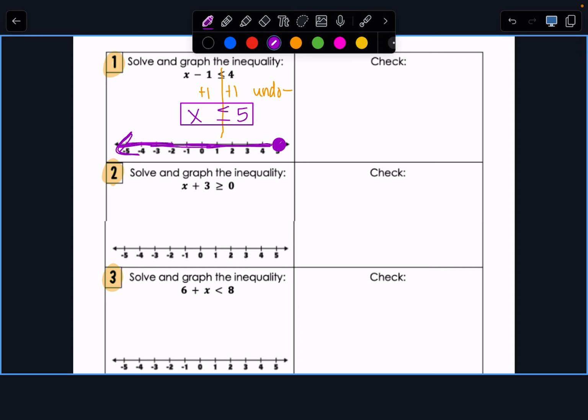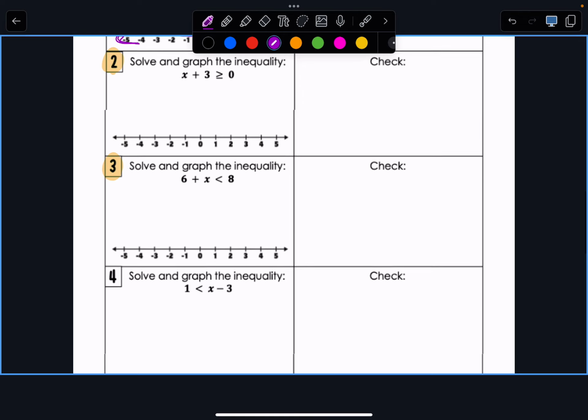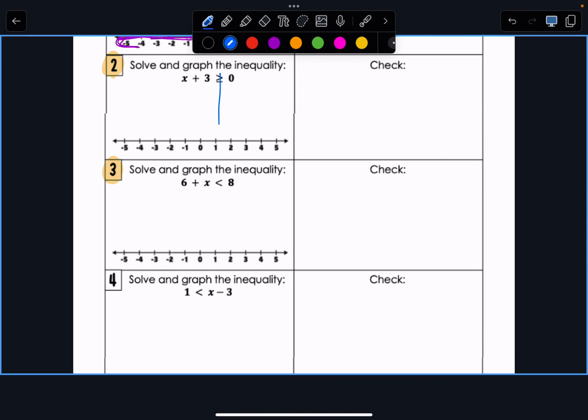Okay, so then Taylor, what did you do to solve number 2? All right, Taylor subtracted 3 to undo the addition. So she got x is greater than or equal to negative 3? Okay.